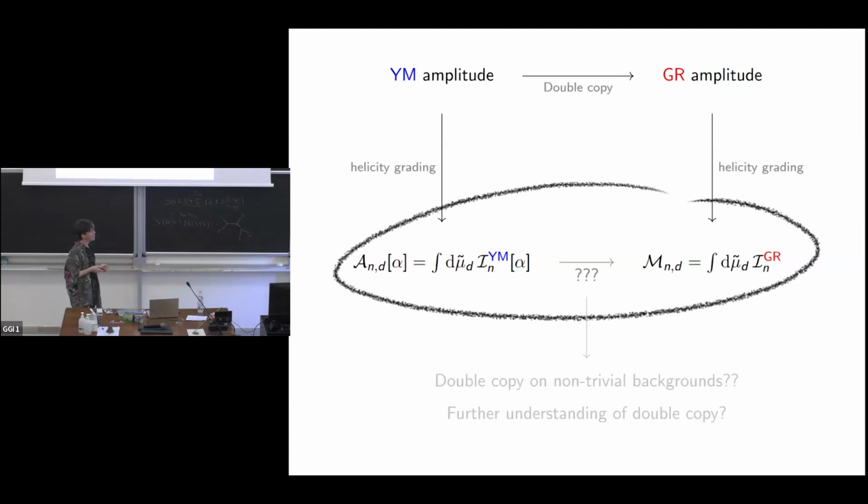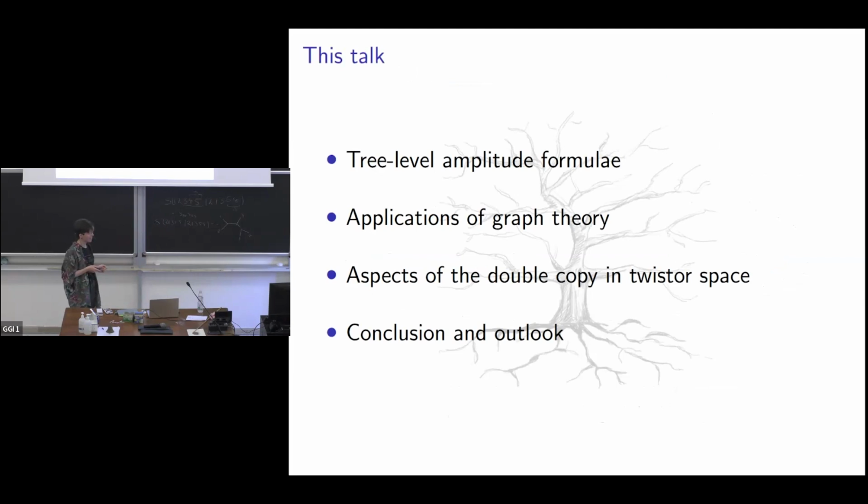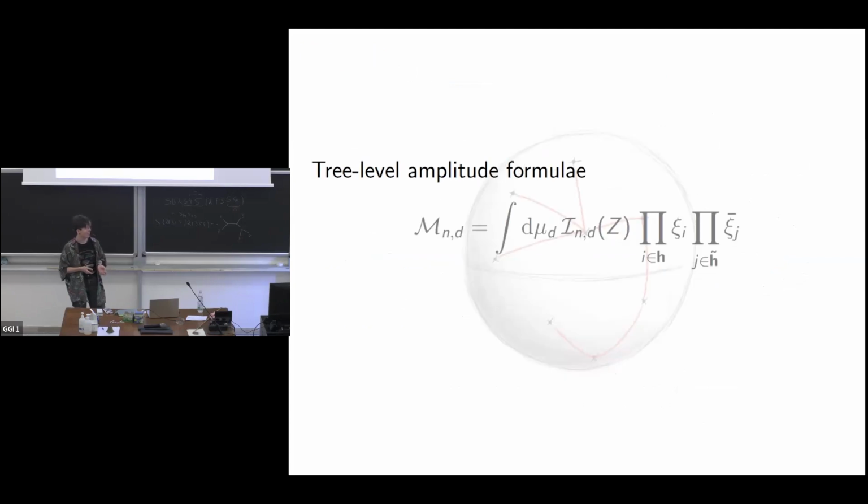So I'm going to explain more about these amplitude formulae that I glossed over earlier. Then I'll look at some applications of graph theory that we can use on these to find a double copy at the level of these integrands. Then I'll talk about some aspects of this new form of the double copy, and then I'll end with a conclusion and outlook. Okay. So this might be a bit dry, but hopefully you can stick with me.